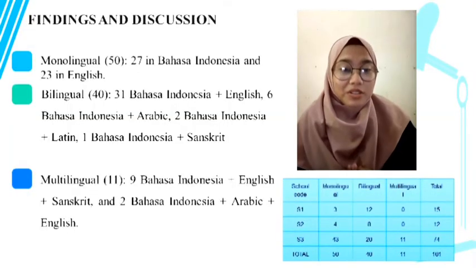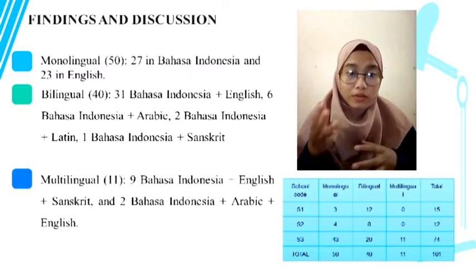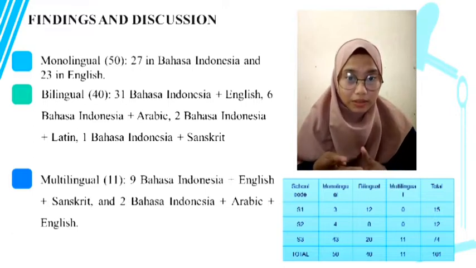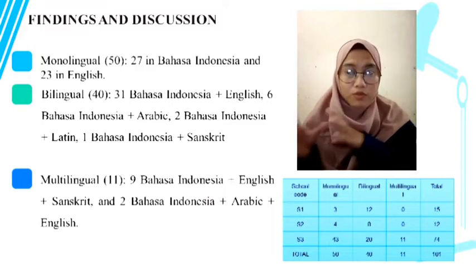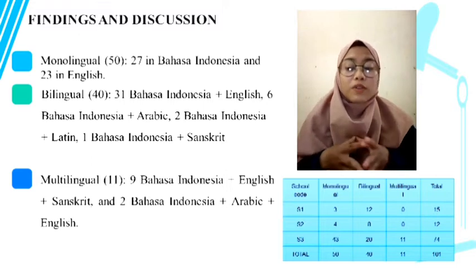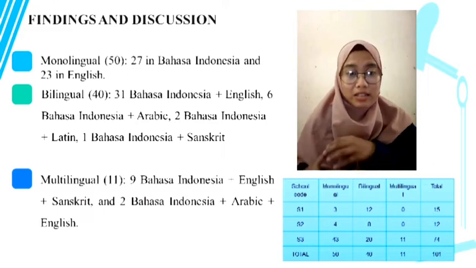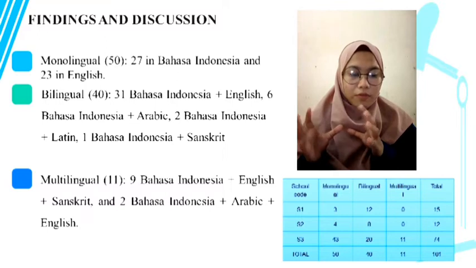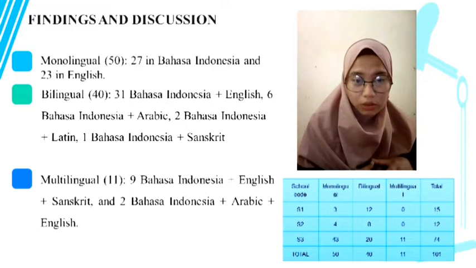In this slide, I'm going to talk about findings and discussions. Here we focus on three lingual patterns. First is monolingual, second is bilingual, and third is multilingual. Based on the data that we took from three high schools in suburban areas, especially in East Java, Indonesia, we found 101 signages as the data, and among them 50 are monolingual, 40 are bilingual, and 11 are multilingual.